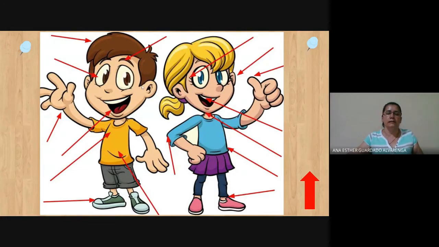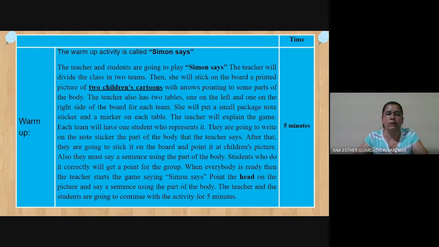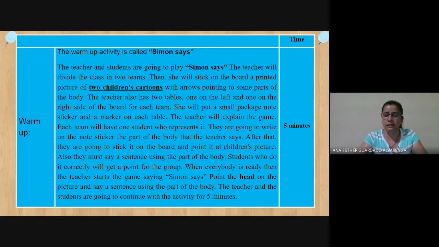And the teacher says, Simon says to point to the head of the boy or the girl, but in this case, they are going to point to the boy, and they are going to stick the sticky note here, and the student that does the exercise in the correct way is going to get 1 point for the group. In this way, they are going to play the warm-up for 5 minutes. And more students are going to participate.